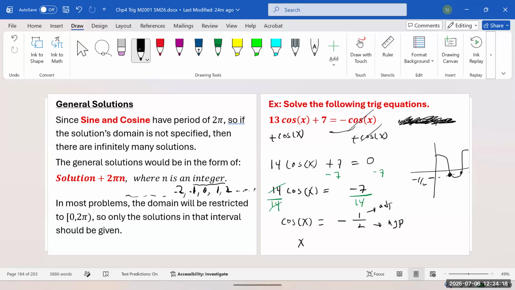Okay, so we know this is 60 degrees, but it's negative. If you look at the unit circle, where is cosine negative, in which quadrants? Here and here, right? So we have a 60 degree angle here, and we have another 60 degree angle here. Our answer is 60 degrees in the second quadrant and 60 degrees in the third quadrant, right?